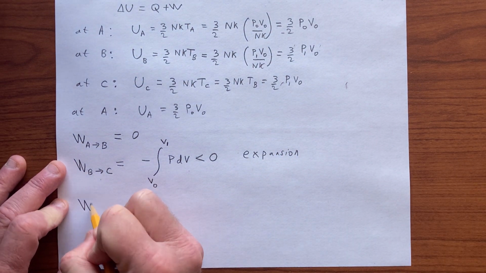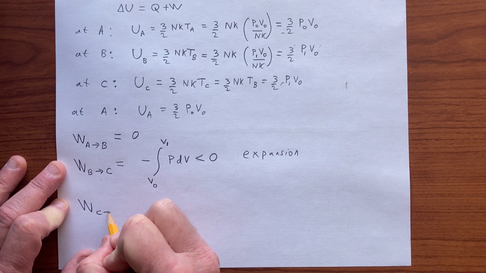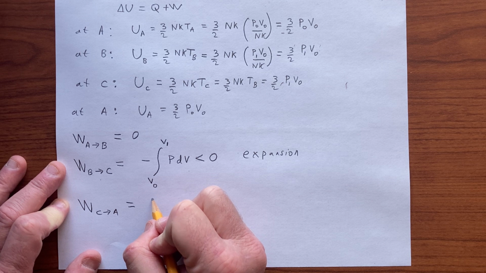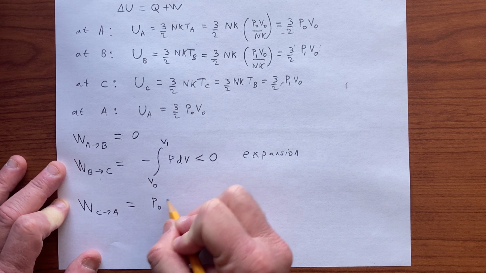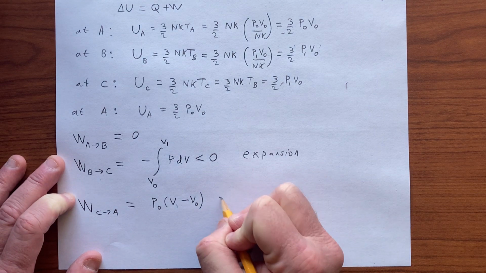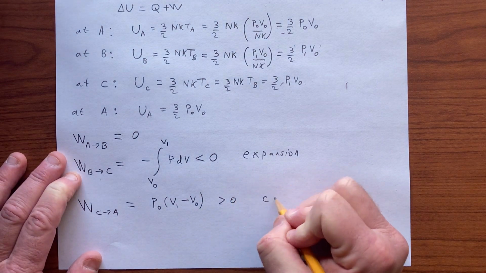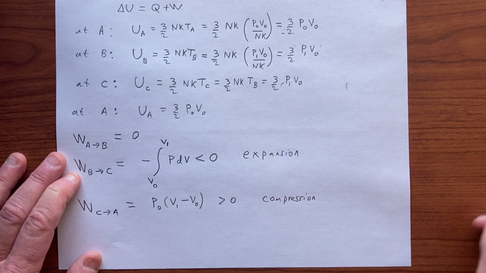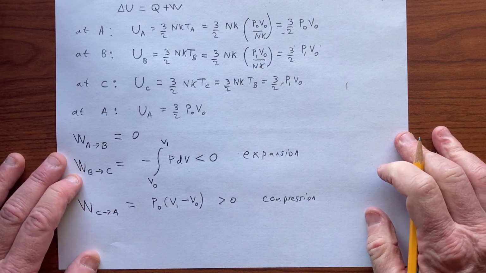And then the work from point C to point A is P naught, where we're going V1 to V naught, and this is positive because we're compressing the gas. Okay, so now let's think about the heat.